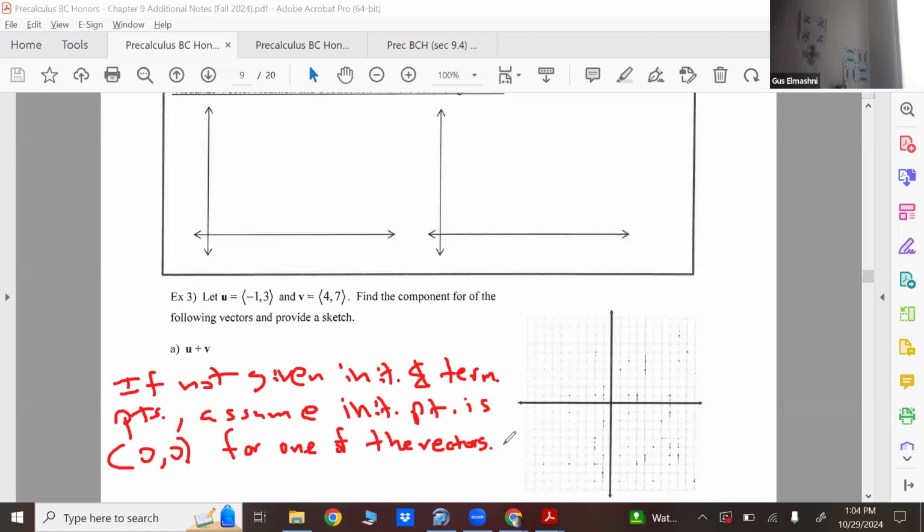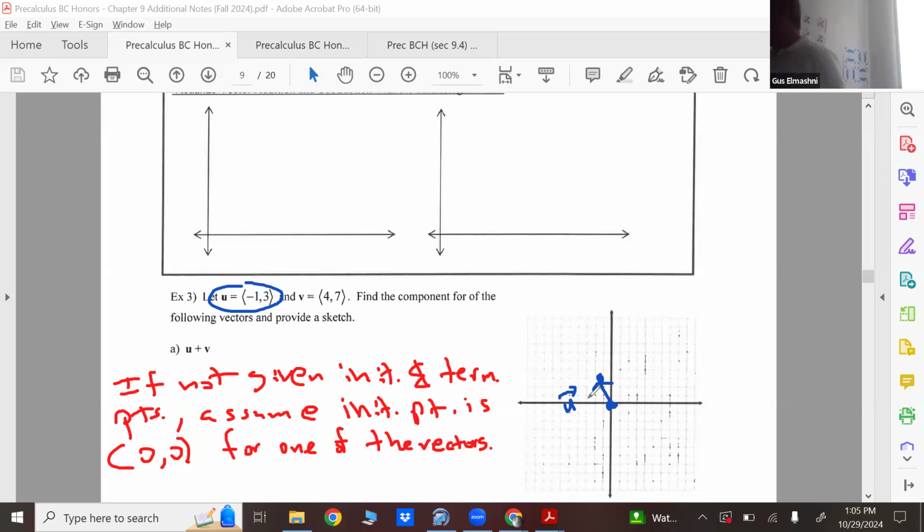But I didn't give you initial points. Force the issue of 0, 0 as the initial point for one of the vectors. Let's say we'll focus on vector U. Let's start that at 0, 0. Okay, so if I start that at 0, 0, then where's the terminal point going to be, guys? -1, 3. Yeah, make it easy for yourself, right? Okay, we're good so far? Okay, that's vector U.